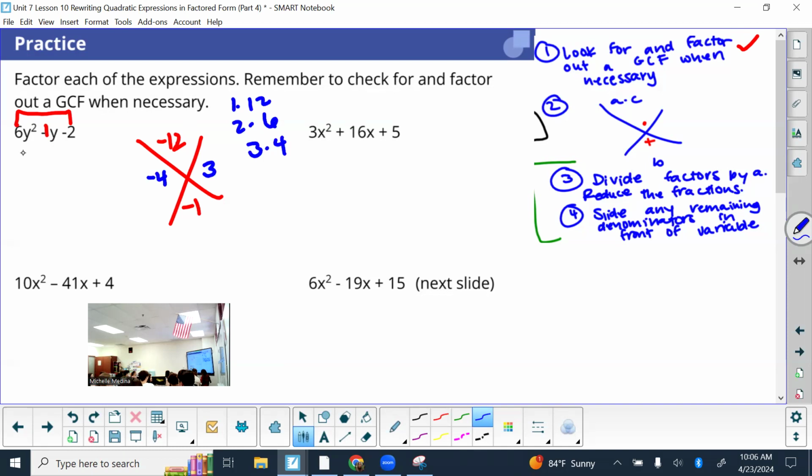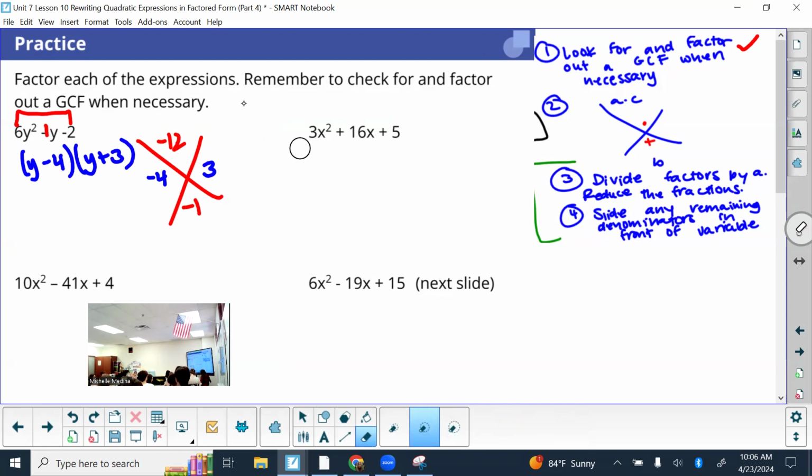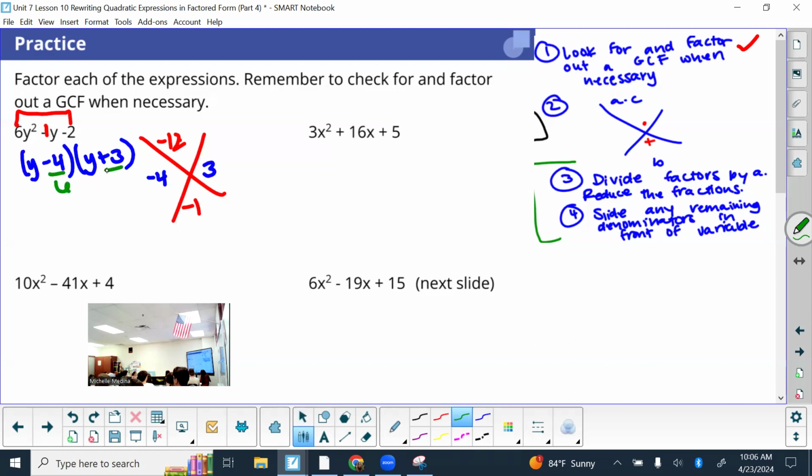Before, we used to just be done at this step. But what do I have to do after this step now, if A is not 1? What does it say? What do we do after this step? You divide the factors by A, what was A in this one? And reduce the fractions. Use a calculator if you need to, but I shouldn't have to wait longer than maybe 10 seconds for you to tell me what 4/6 reduces to.